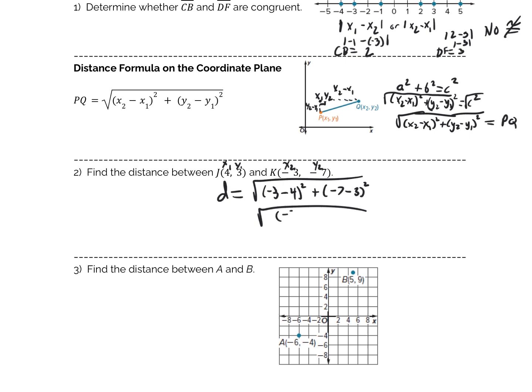So now we move on to the next step, do the work inside the parentheses. -3 minus 4 is -7. -7 minus 3 is -10. Notice I keep those inside the parentheses because I need to make sure that I'm squaring the negative. So negative 7 squared is 49, positive 49. Negative 10 squared is 100. And so this simplifies down to the square root of 149. And I believe that's as simple as we can make it, and we'll leave it like that.